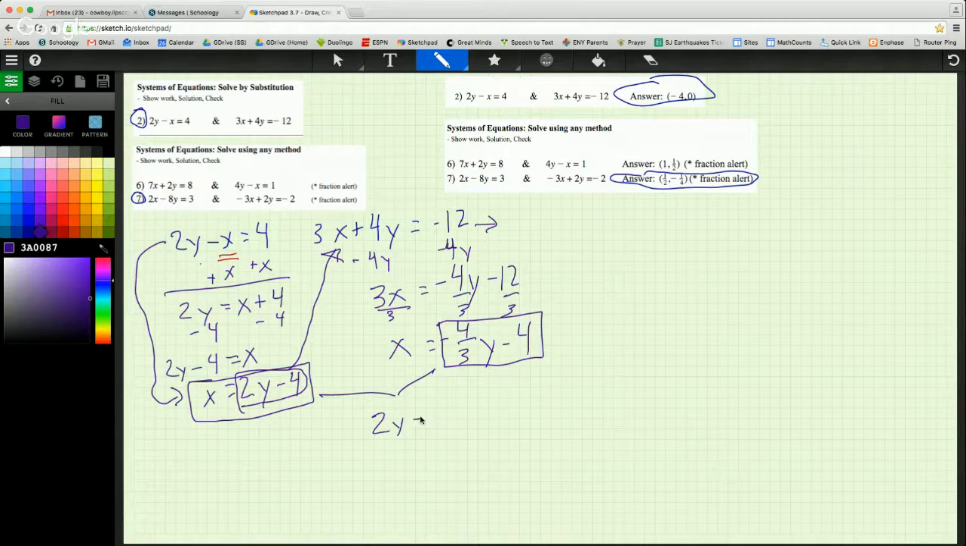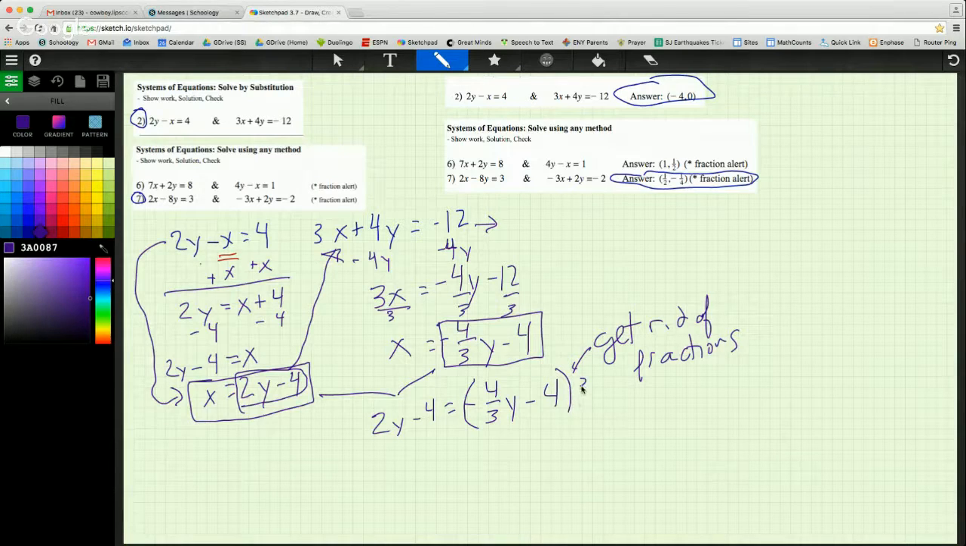So now we say 2y minus 4 equals negative 4/3 y minus 4. Now what I'm going to do is I'm going to multiply both sides, everything through by 3, because I like to get rid of fractions. So let's get rid of fractions. So we're going to take this and we're going to multiply by 3. Take this and multiply by 3. And remember, when we multiply by 3, we have to multiply everything on both sides by 3.